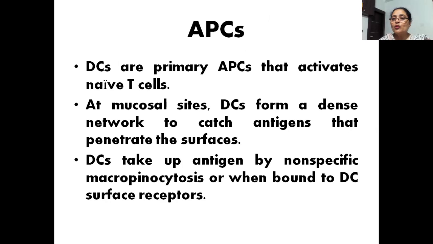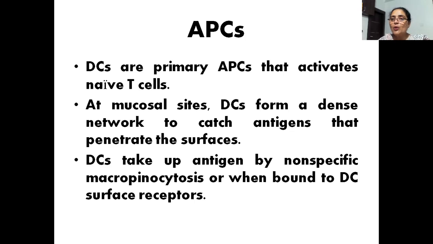Here, let's talk more about antigen presenting cells, because they are the ones which will be presenting antigens to the naive T cells. First we will talk about dendritic cells. DC is the short form of dendritic cells. They are the primary antigen presenting cells, and they are the ones responsible for activation of naive T cells. Two signals are also needed, but first these antigen presenting cells present the antigen. At mucosal sites, these dendritic cells form a dense network where they catch antigens and penetrate the surface. These DCs take up antigen non-specifically.